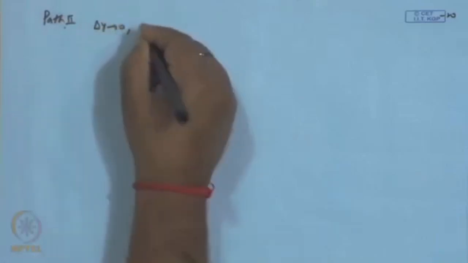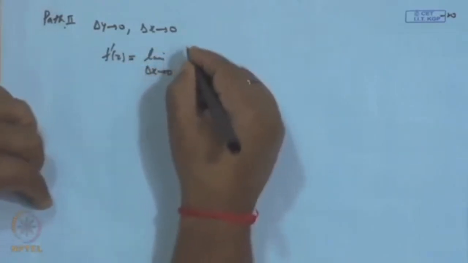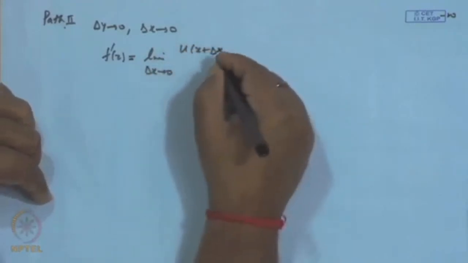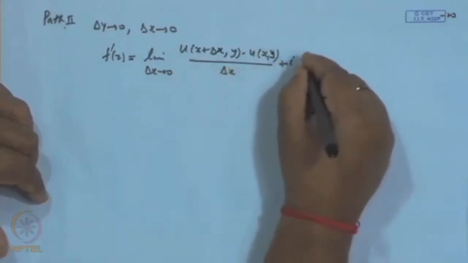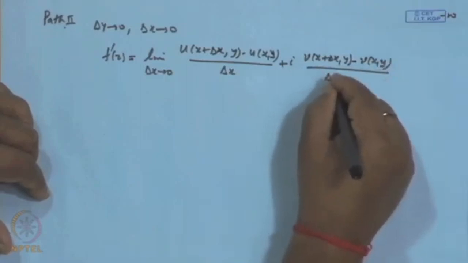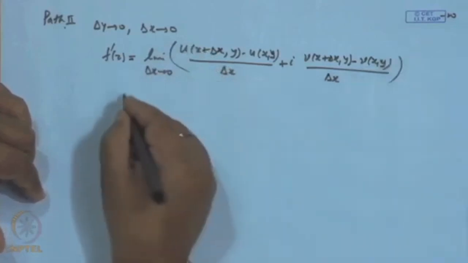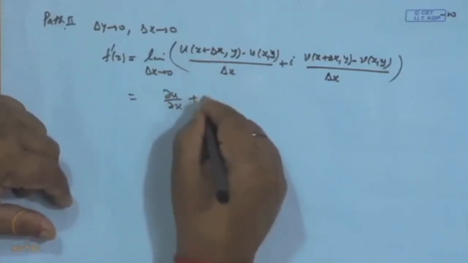Now the second path you choose: suppose delta y goes to 0 first and delta x goes to 0 later on. In that case we get f prime z equal to the limit as delta x tends to 0 of u of x plus delta x, y minus u of x, y, divided by delta x, plus I times v of x plus delta x, y minus v of x, y, divided by delta x. Again when you take the limit, this is the partial increment in x, so it gives del u over del x, and this gives I times del v over del x.